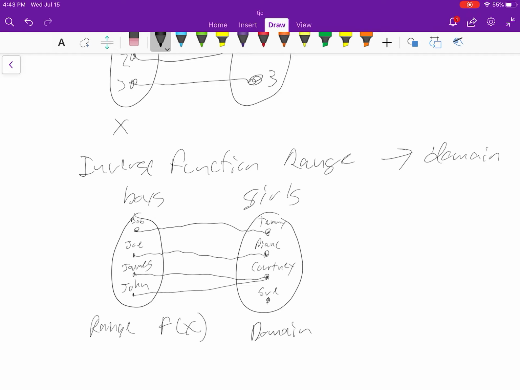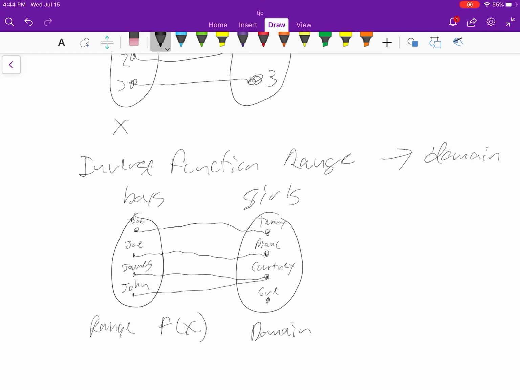So we're now switching, so the girls are now the domain. And right off the bat, we have 2 problems. If the girls are now the domain, Courtney has 2 boyfriends, and part of being a function is you can't map one element from the domain to 2 elements in the range. And the other problem is Sue. The other restriction on functions is that every value in the domain has to be mapped. And Sue isn't mapped at all. She doesn't have a boyfriend at all. So we run into those 2 issues here. So even though it's a function originally, you can't create an inverse function going backwards.